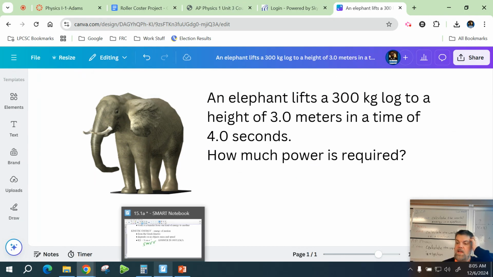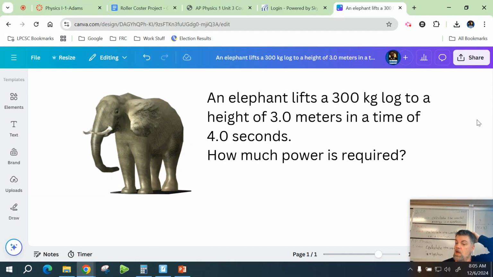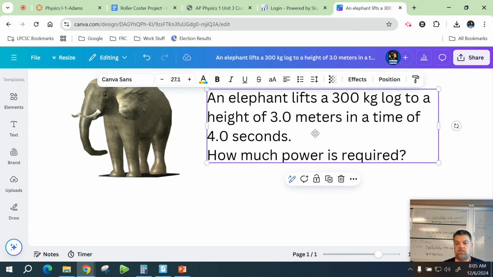All right, so an elephant lifts a 300 kilogram log to the height of 3 meters and in a time of 4 seconds. How much power is required? All right, so the first thing we got to do is what, guys? Yeah, we got to draw the picture.